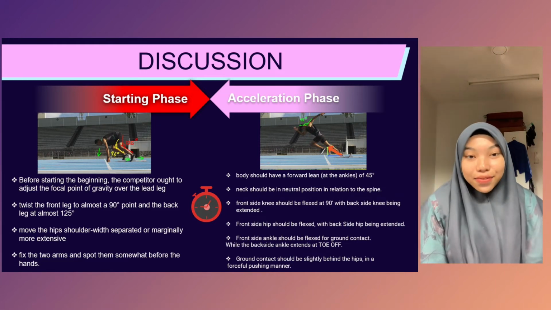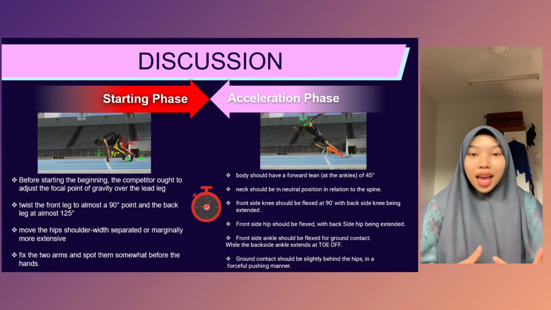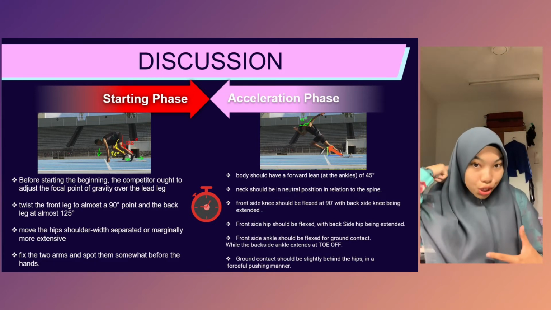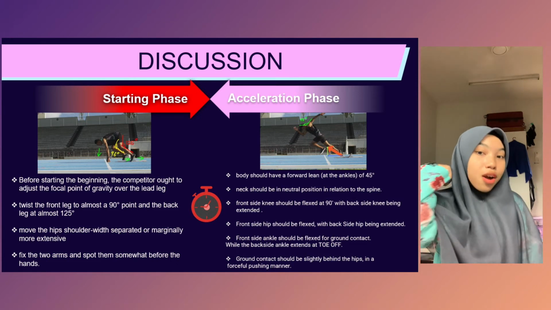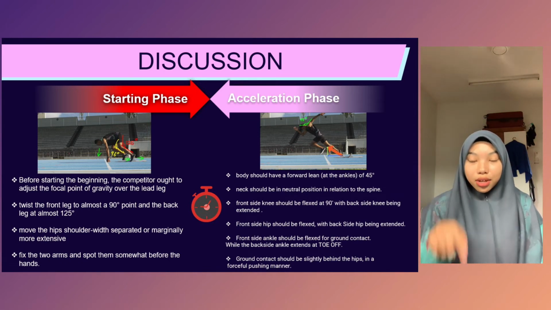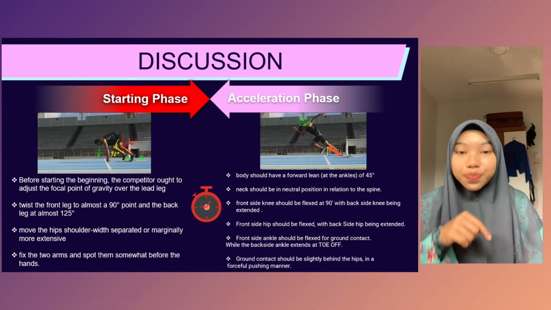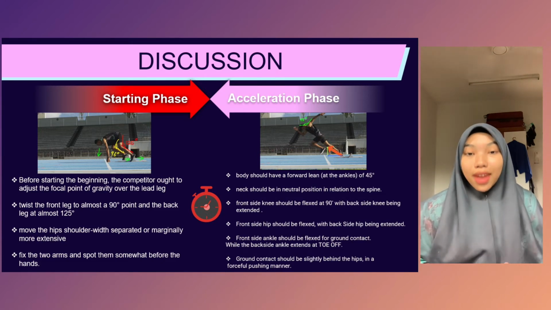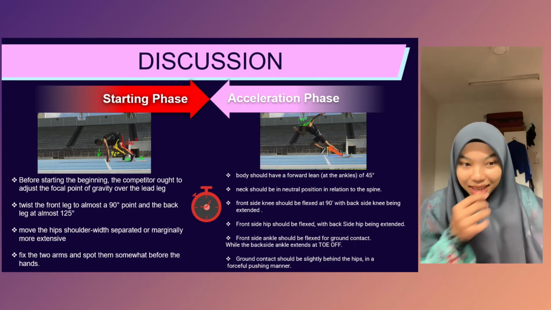Okay. Second phase is the acceleration phase. The body should have a forward lean at an angle of 45 degrees. The neck should be in a natural position in relation to the spine. The front side knee should be flexed at 90 degrees with the back side knee being extended. The fourth one is the front side hip should be flexed with the back side hip being extended.